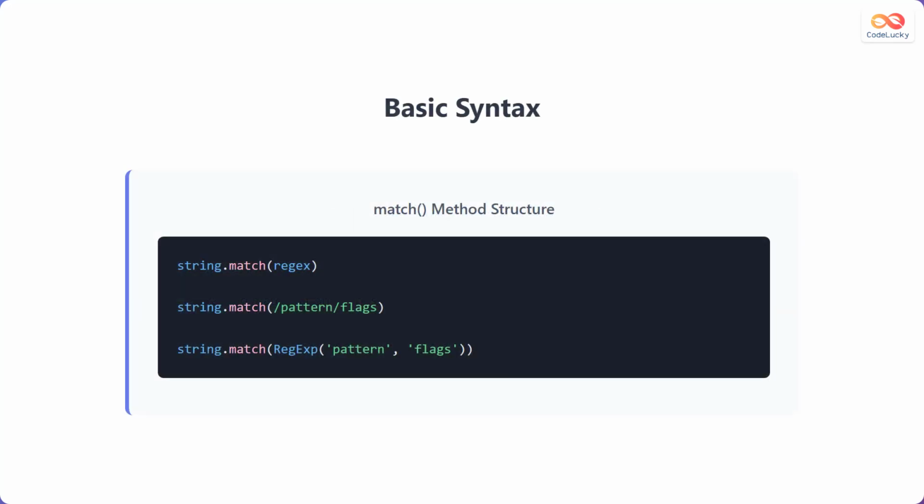Here's a look at the basic syntax of the match method in JavaScript. The simplest form is string.match, followed by the regular expression you want to find. You can define the regular expression in two ways. First, directly within forward slashes, like /pattern/flags. Second, using the RegExp constructor, with the pattern and flags as string arguments. Understanding these structures is crucial for effectively using the match method.